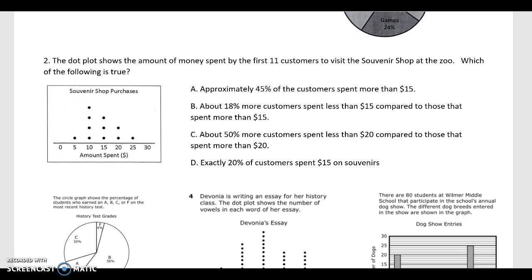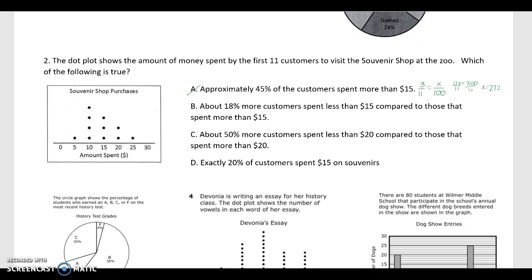spent more than 15. So here's 15, more than would be 20, 25, or 30. So there's 1, 2, 3 that spent more than 15 out of 11. So let's see if that equals 45%, right? So I have 11x is 300, divide by 11, divide by 11. Do your division, x is 27%. Okay, so that does not match 45, so that's not right, okay?